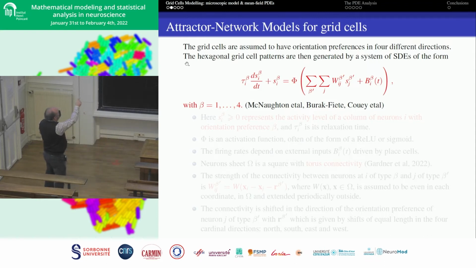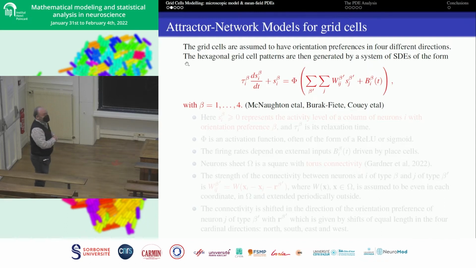There are 5 authors in the first one, and then there are 2 statistical physicists, computational neuroscientists, Burak and Fiete, who also use this kind of model, and Couey et al. Again, Couey, another postdoc in the Mosers' lab. And these papers started like 10 years ago. Burak and Fiete is like 3 years ago. Couey et al. is probably more than that, 3 years ago.